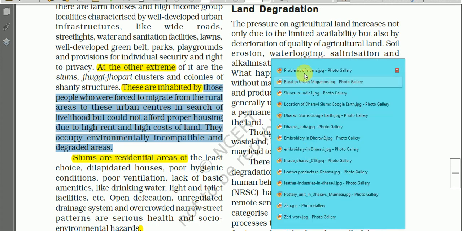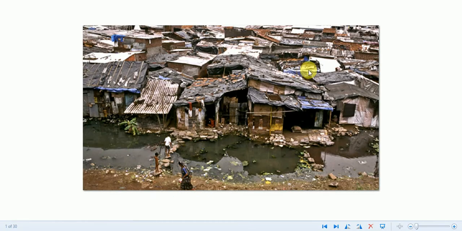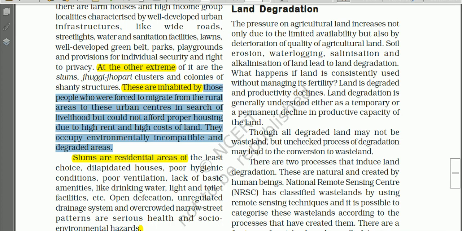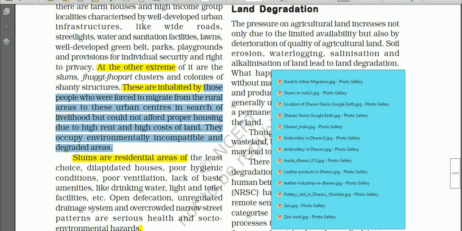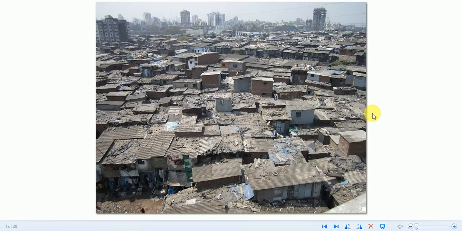So this is a photograph showing a slum. See the condition they are living in, the standard of living, the condition of the houses. And you may be seeing another one also. See, this is another photograph of a slum.